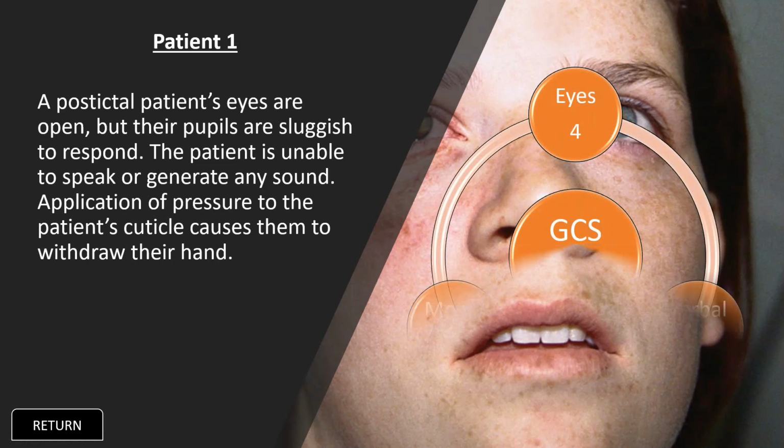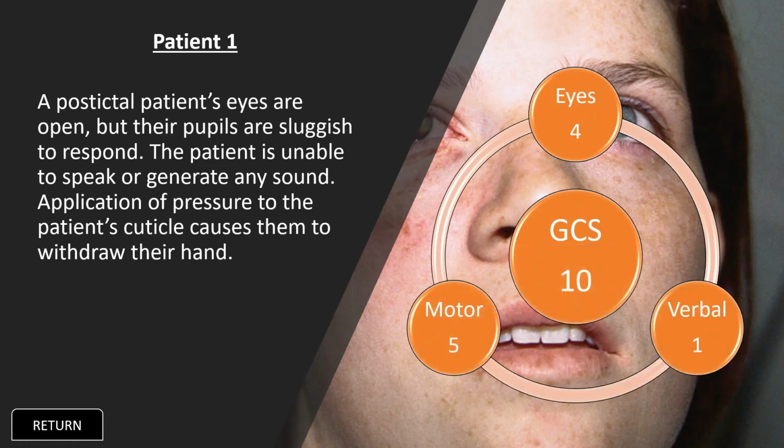All right, if you guessed 10, you would be correct. 4 points for the eyes. Even though they're sluggish to respond, that's not part of the GCS assessment, right? If their eyes are open spontaneously, they're going to get all 4 points. Looking down then at verbal, so unable to speak, generate any sound, anything at all, it's 1 point is all. And then for the motor function, because the patient is actually able to localize pain, right, that withdrawal and localization of the pain tells us that they should be deserving of the 5 points.